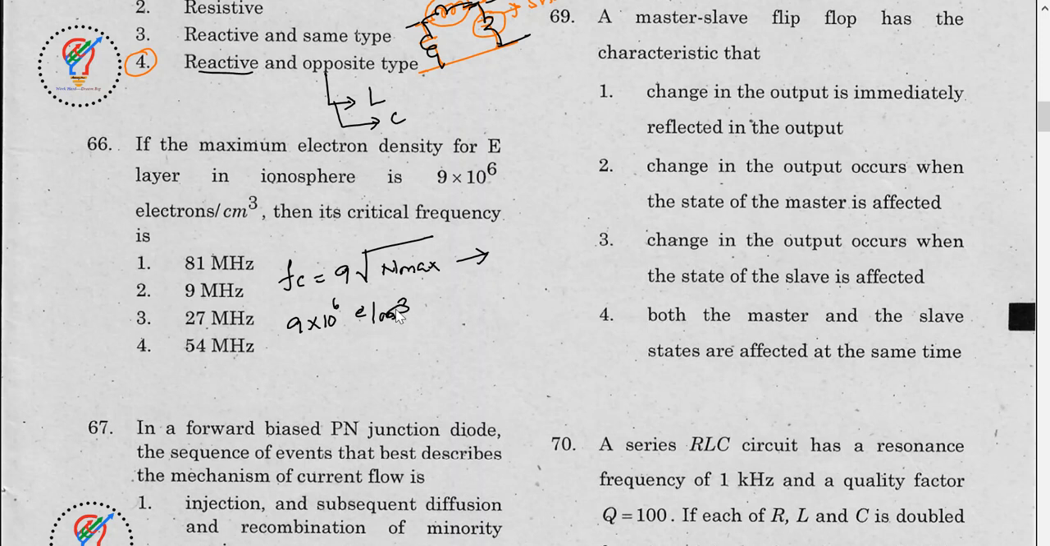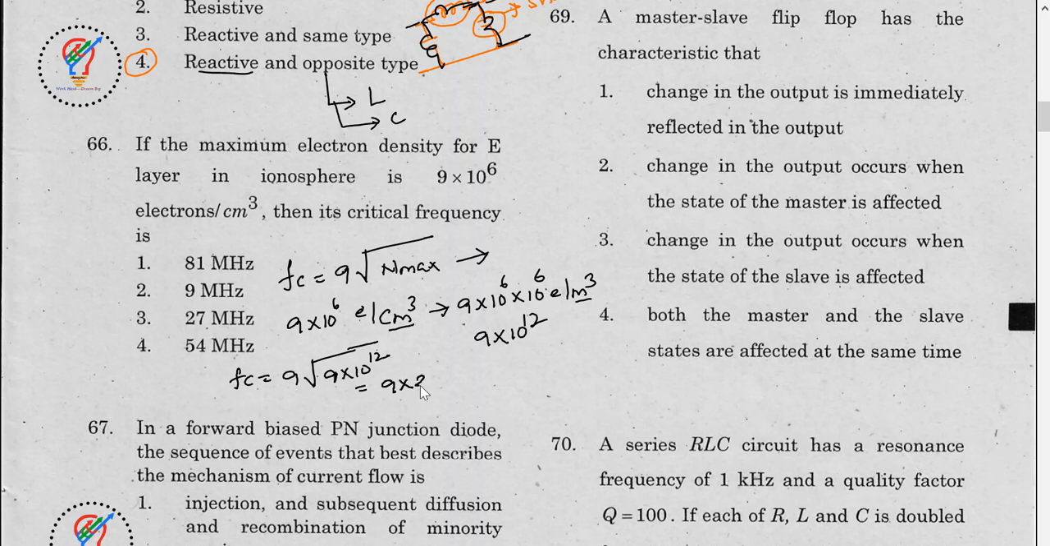So converting centimeter cube into meter cube, we get 9 into 10 power 12. Now the frequency Fc is equal to 9 into the square root of 9 into 10 power 12. 10 power 12 under the root means 10 power 6, so 9 into 3 into 10 power 6, which is 27 into 10 power 6. 10 power 6 means mega. Frequency units are Hz, so the answer will be 27 megahertz.